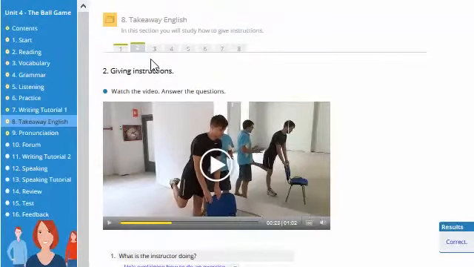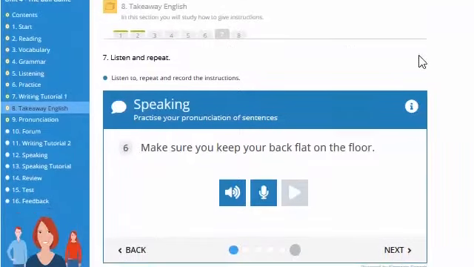Also, if you click on tab 7, you will see another speech recognition exercise. Here, students practice saying longer sentences. In this case, instructions, in keeping with the theme of the unit. First, they listen to a model.